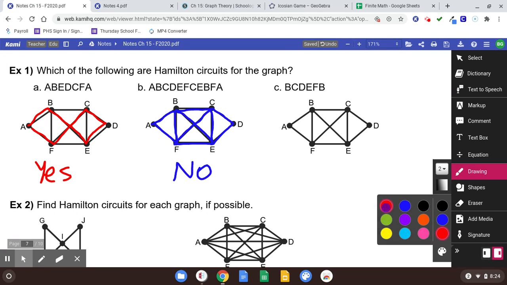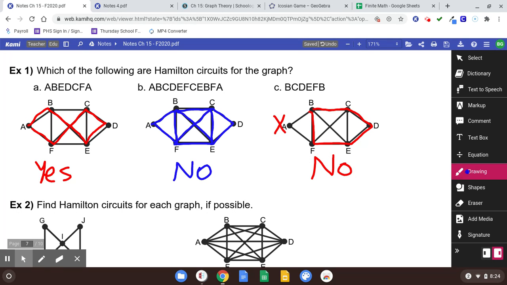Next one, B, C, D, E, F, B. Well, that's a circuit, but it doesn't hit all the edges or all the dots. It doesn't hit all the dots, so that can't be a Hamilton circuit.